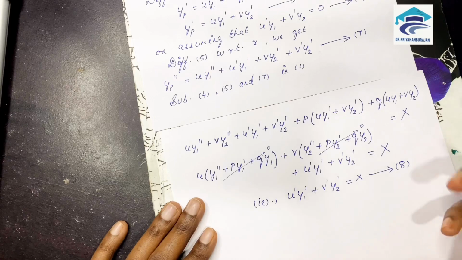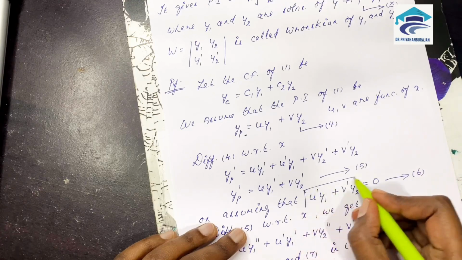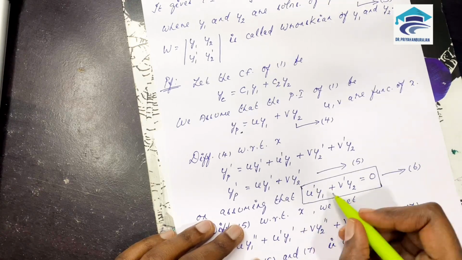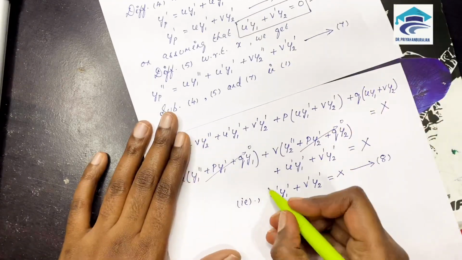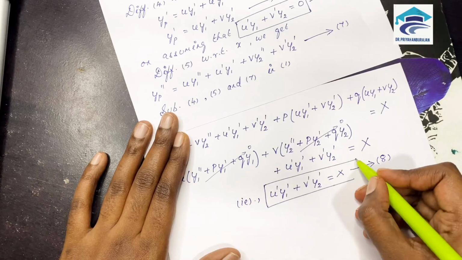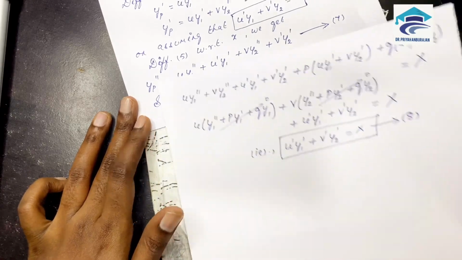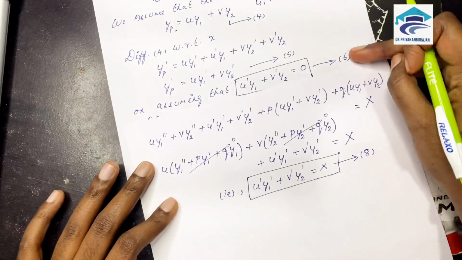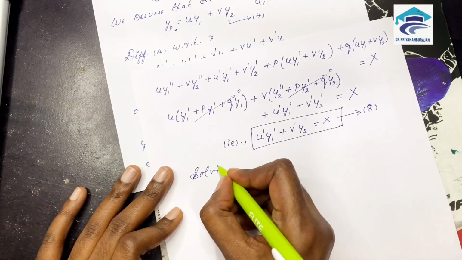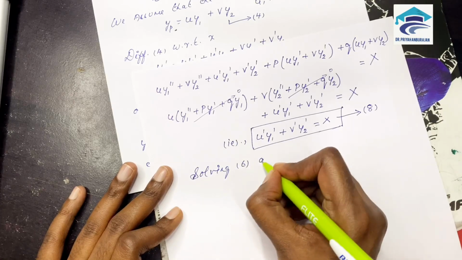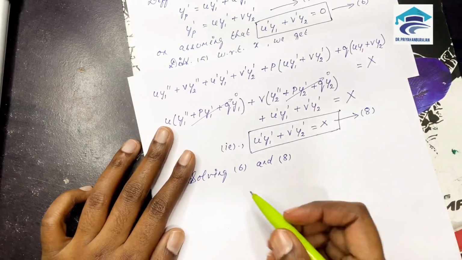So now we have two equations to solve. One is this, u dash y1 plus v dash y2 is equal to 0, and the other one is what we have obtained now, u dash y1 dash plus v dash y2 dash is equal to x. Let me solve equation 6 and 8. Solving 6 and 8. So what can we do? We are going to just solve it.